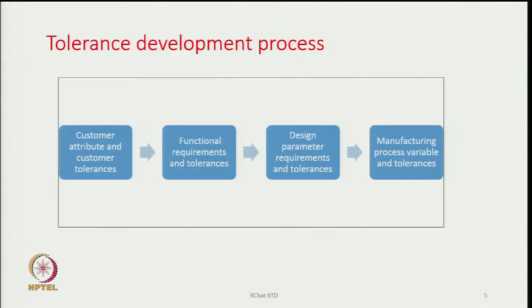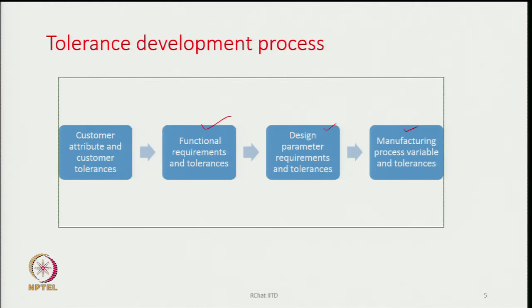So, from customer attribute or customer tolerances, we must go to the next step, that is functional requirements and also tolerances of that. Then comes the design parameter requirements, as we have already stated earlier. So, once we have the functional requirements and their tolerances, we can go to the next step, that is design parameter requirements and their tolerances also. After that, what comes is manufacturing process variables and their tolerances.